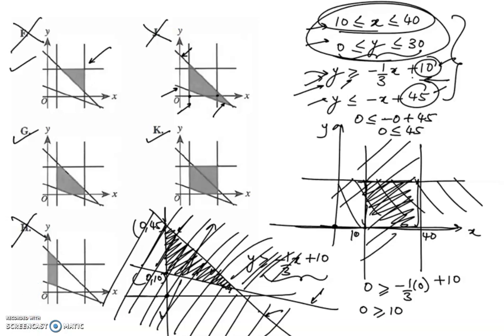We're left between F and K, and you'll notice that in K, it's shading this region as well, but that's actually not where this falls. It has to be the region between the two lines, and so the only one that satisfies is G, because you'll see that it's between the two lines, and it has to fall within that square, because that's what the first two inequalities determine. So the answer is G.